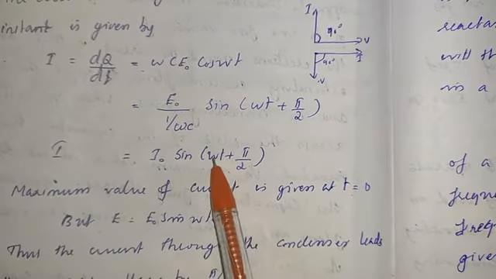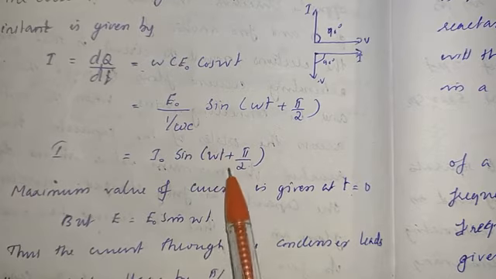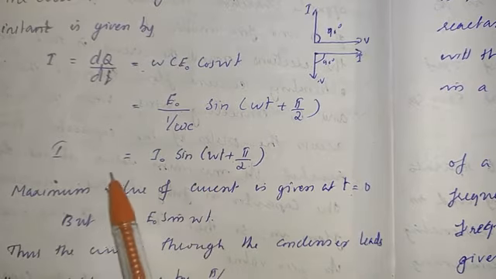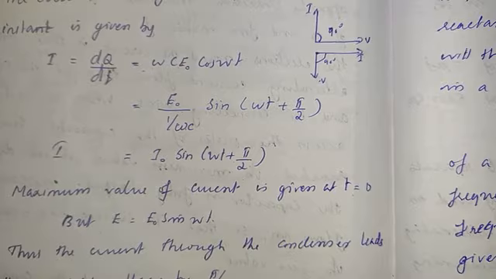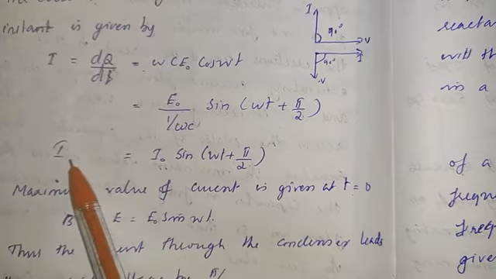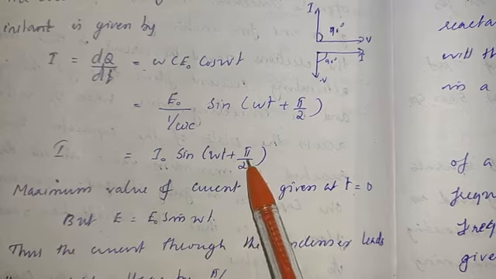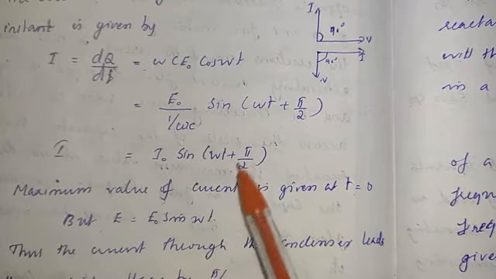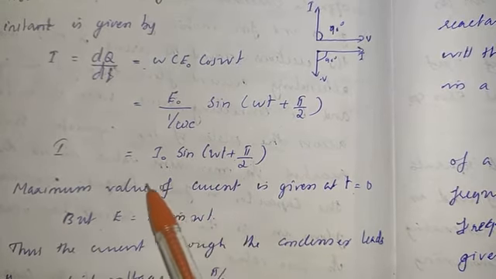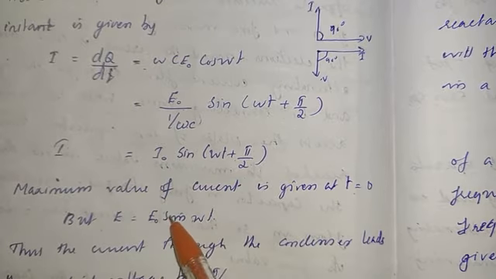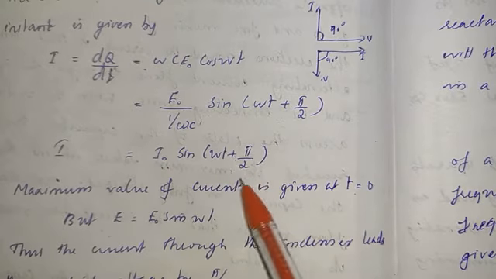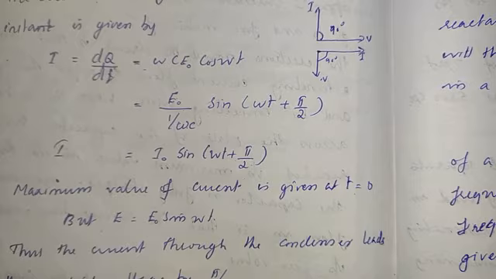At t equals 0, this value of the sine function will give the maximum value of current. We know E equals E0 sin omega t, but we got I equals I0 sin of omega t plus pi by 2. From these two equations, it is clear that the current leads the applied EMF by a phase of pi by 2.